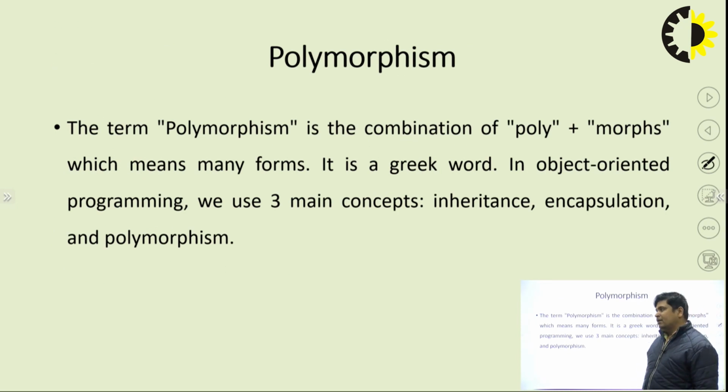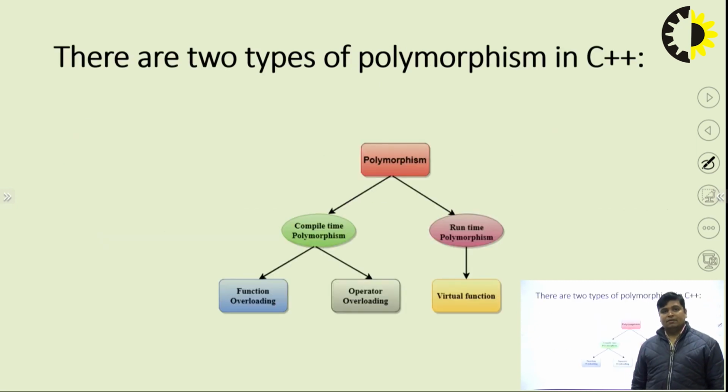Now again, a very important concept in object oriented programming is polymorphism. The word polymorphism is a combination of two words. First one is poly and second one is forms, which means many forms. Poly means many and forms means form. It is a Greek word. In object oriented programming we use three main concepts. First one is inheritance, second one is encapsulation, and last one is polymorphism.